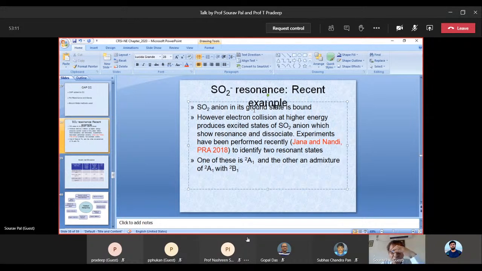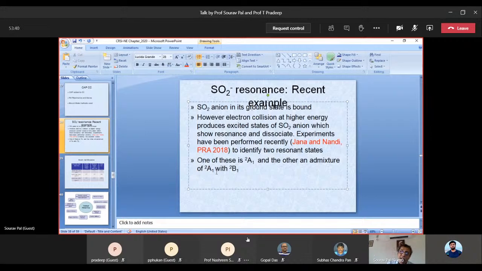There's an experiment performed by Jana and Nandi, and they could identify two resonance states. These are extremely difficult because this is not a ground state which is resonant. The ground state of SO2 minus is actually bound, but these are the excited states: a doublet A1 and a doublet B1. And the second one is actually an admixture of doublet A1 and doublet B1. In theory, it is very difficult to calculate the admixture states.